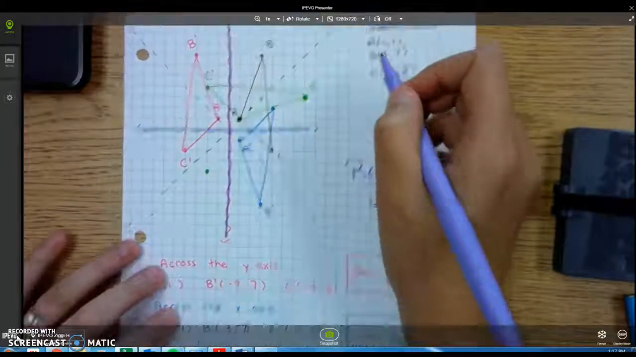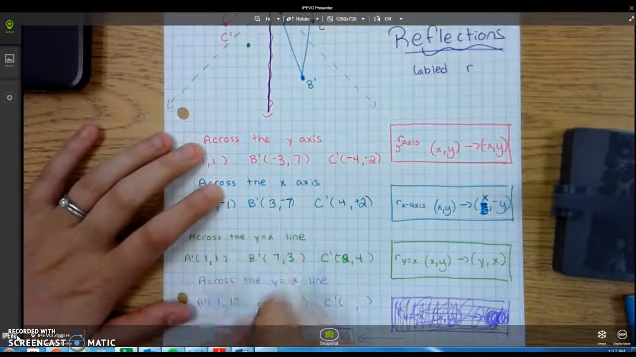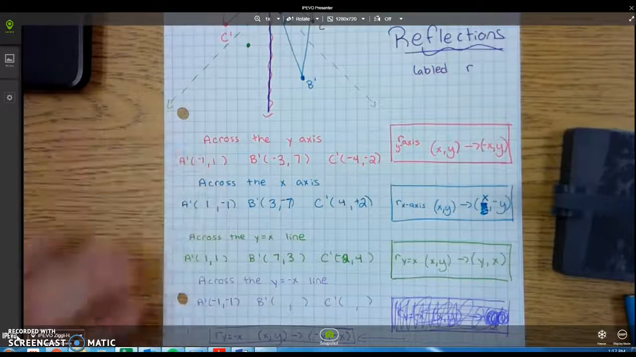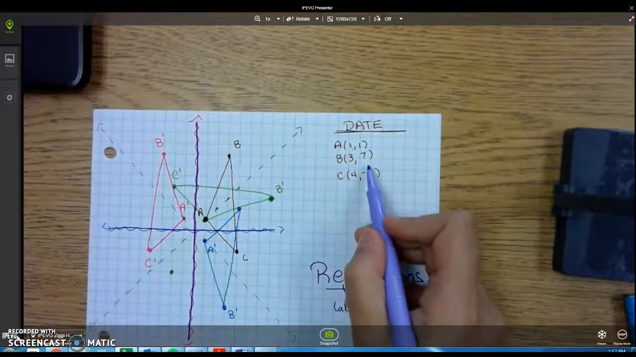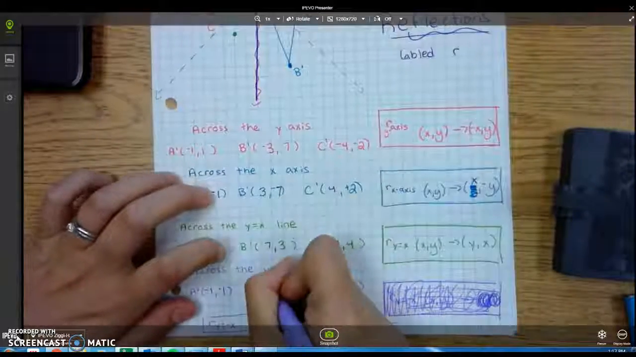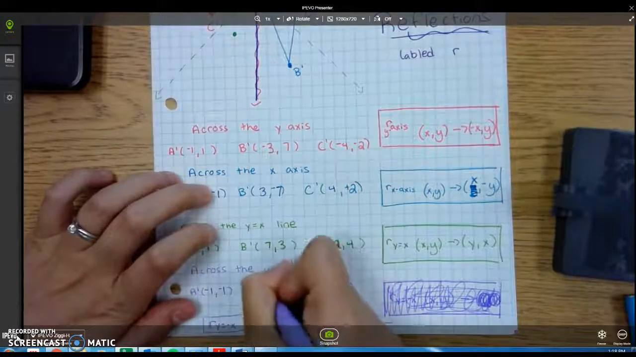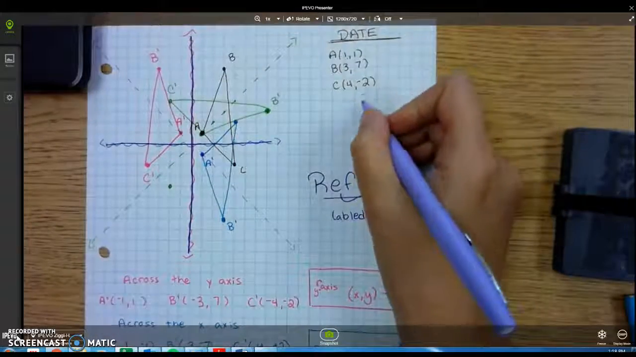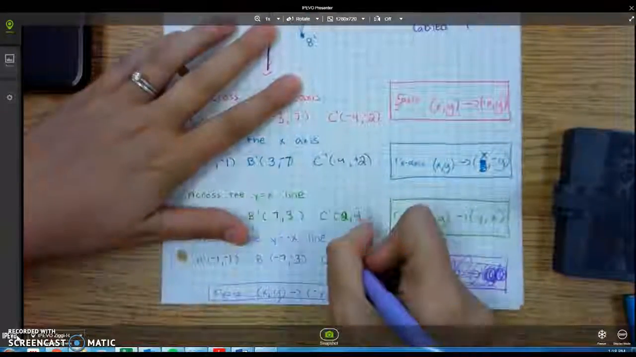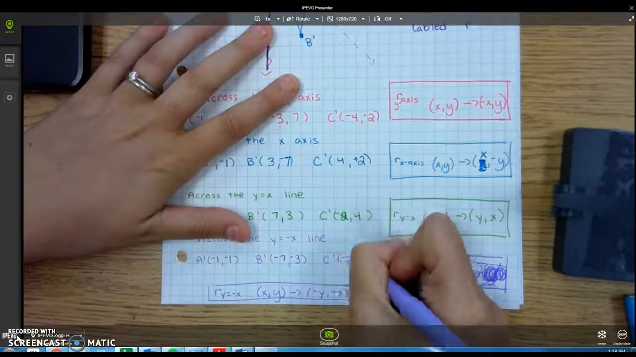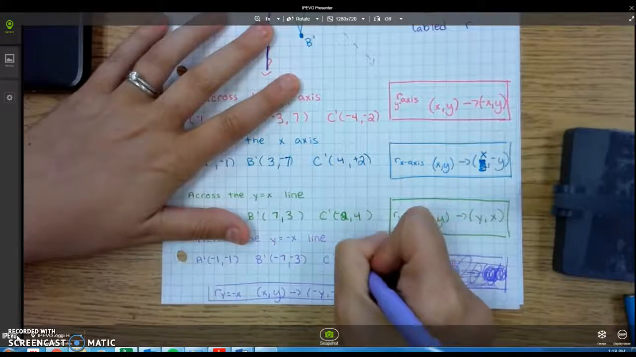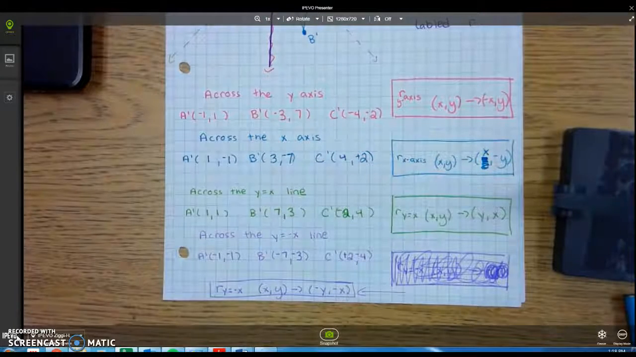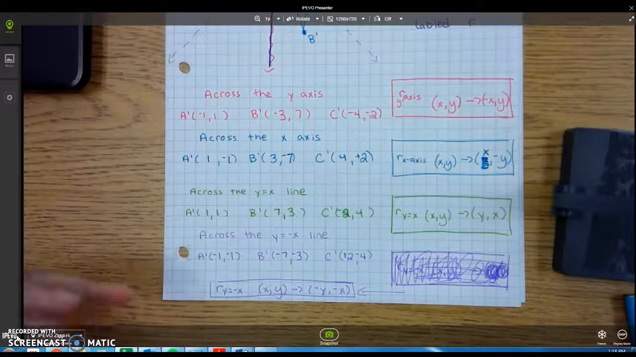So 1 and 1, they're both positive, they both become negative. 3 and 7, flip them. 7 and 3, negate them, so change their sign. I've got negative 7, negative 3. And finally, I've got 4, negative 2. I flip them, negative 2, 4, and change their signs. That gives me positive 2, because remember, negate means change the sign, which all I did was multiply by the negative sign, right?